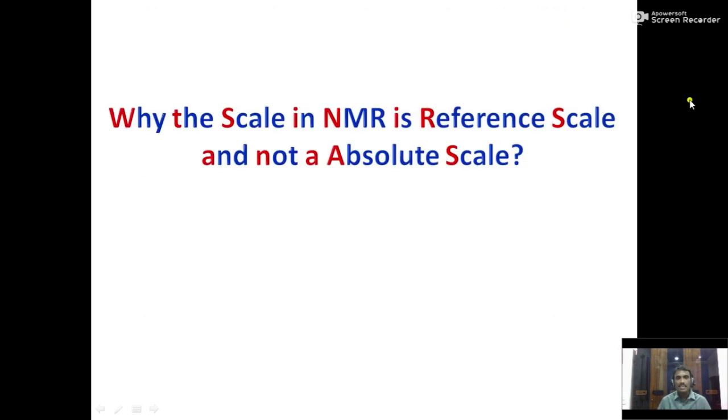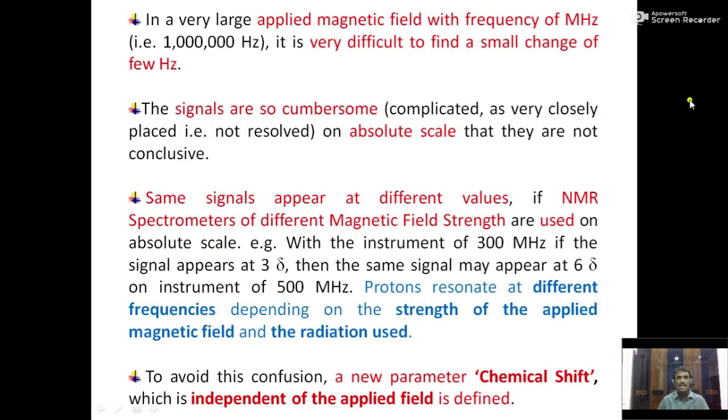Now, why is the scale in NMR a reference scale? It is not an absolute scale. We are using a relative difference scale rather than an absolute scale. Why is it so? We will see. In a very large applied magnetic field, a very small change in frequency takes place. The frequency of that large magnetic field is in megahertz. Mega means 10 raised to 6 hertz, 1 million hertz, and the change is taking place in a few hertz. So it is very difficult to locate this small change of a few hertz in the relatively large magnetic field with a high frequency of millions of hertz.